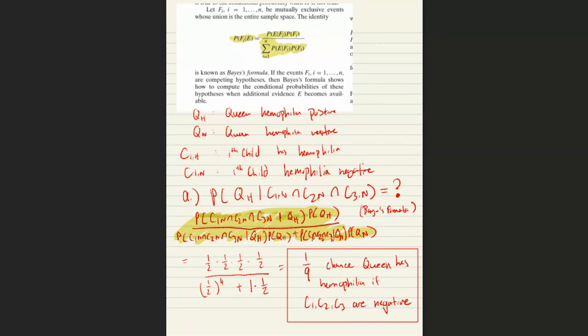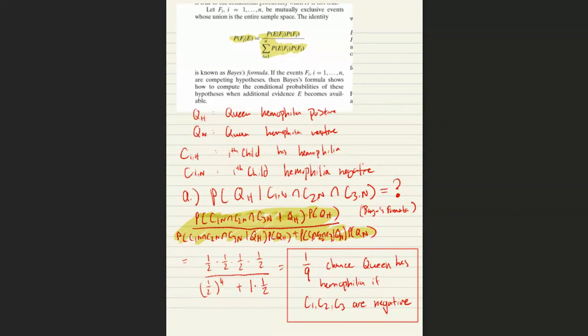And for the event where the queen does not have hemophilia, the probability of the children not having hemophilia is 1, because she doesn't have the gene. And the probability of the queen not having hemophilia is 1/2, which was given. So once we plug in the values, we get a 1/9 chance the queen has hemophilia if the 3 children are negative for hemophilia.